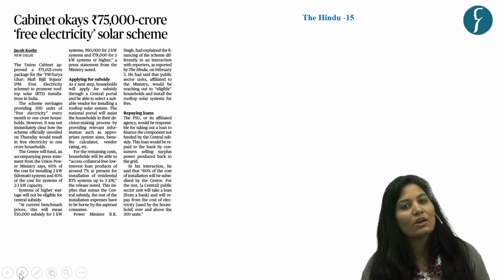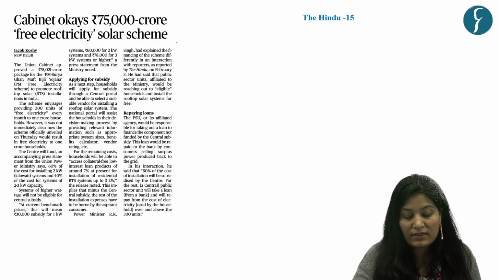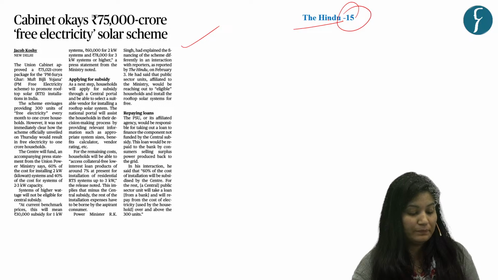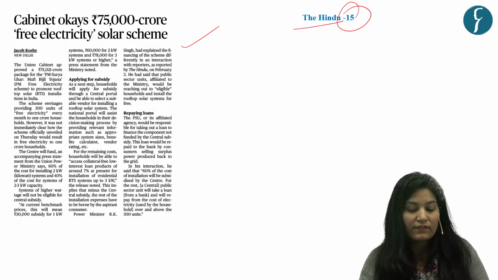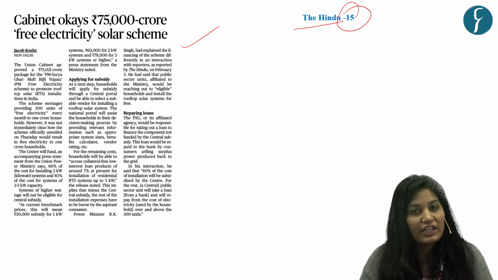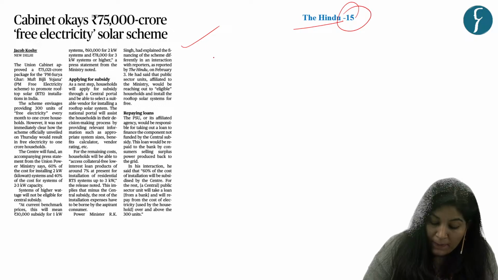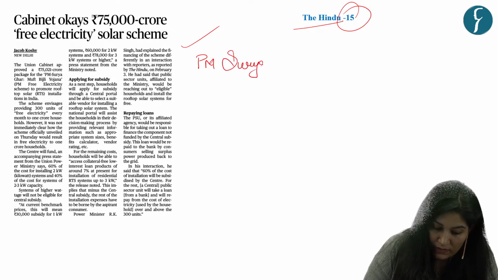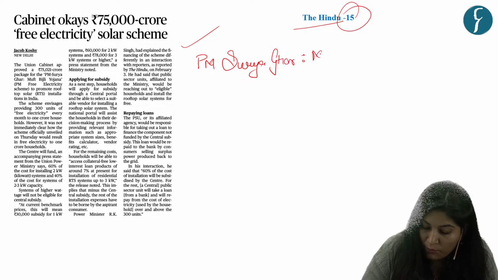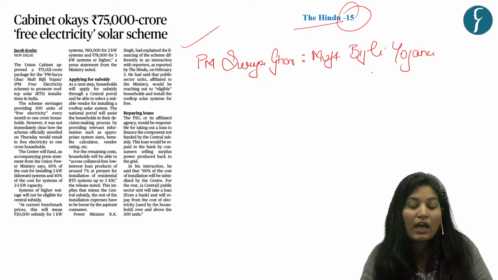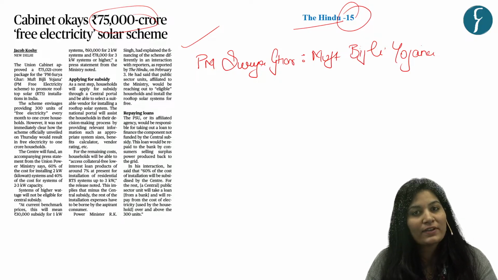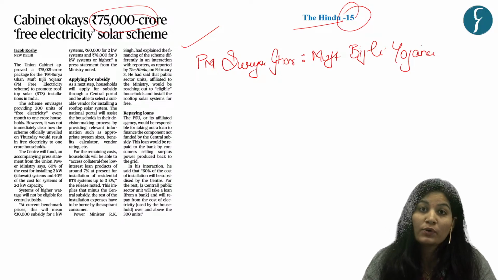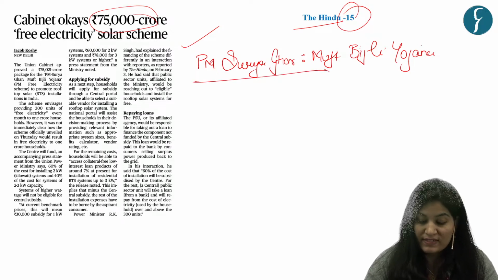So now let's come to our last topic for prelims, which is based on this article which appeared on page number 15 in the Hindu newspaper. The context of this news article is that the Union Cabinet chaired by Prime Minister Narendra Modi approved PM Surya Ghar Muft Bijli Yojana, with a total outlay of 75,000 crore for installing rooftop solar and providing free electricity up to 300 units to 1 crore households. Okay. This is about this yojana.